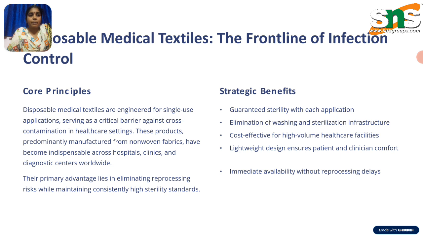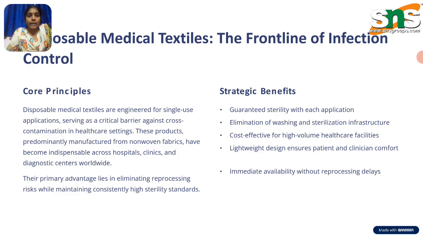So, disposable medical textiles are the front line of infection control. The core principle is that disposable medical textiles are engineered for a single-use application. We can use it one single time, and it is designed as a critical barrier against cross contamination, that is, for protecting ourselves from infections. If we continuously use the same product, it may cause infections to us. So to avoid those things, we use disposable materials, to avoid contamination in healthcare settings.